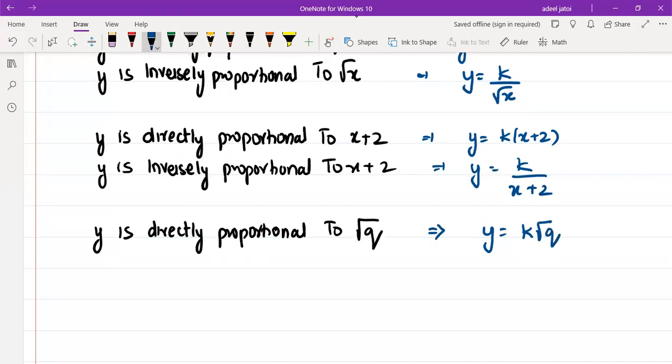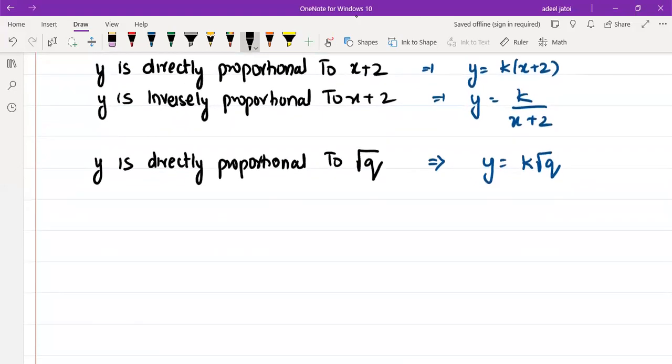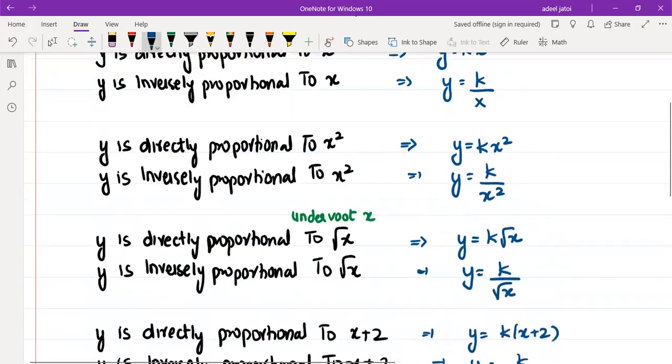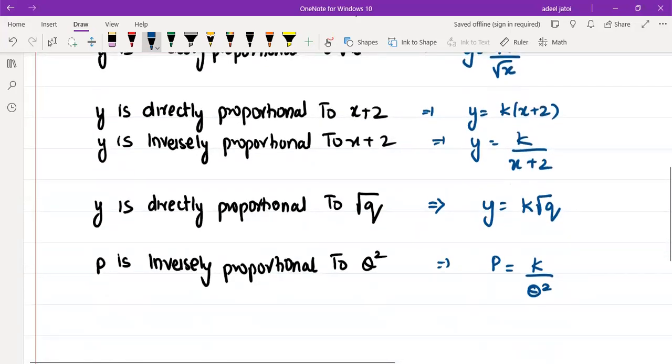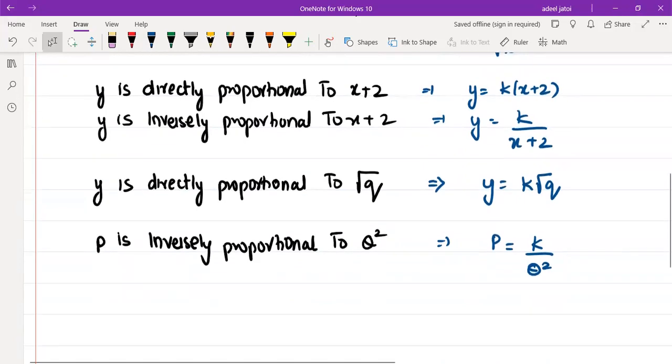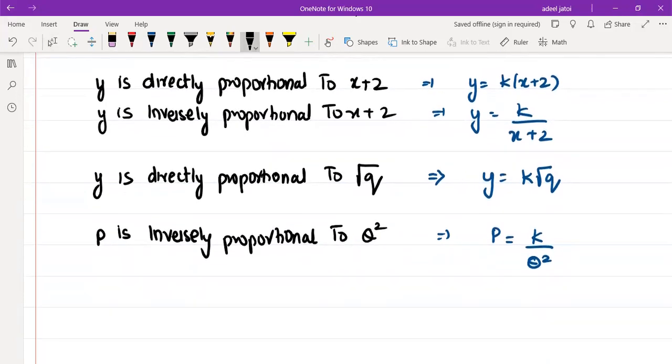On the other hand, it can also have that p is inversely proportional to q square. So the formula will be p is equal to k upon q square. Now, in this way, these statements are normally given in the question, and with the statements, what we need to do is find out the formula. We need to obviously think about the formula and then write it down.